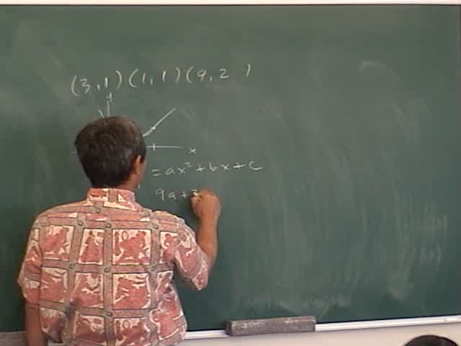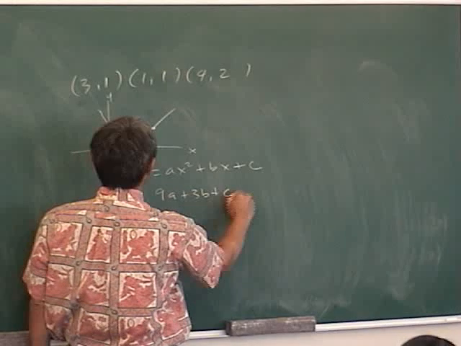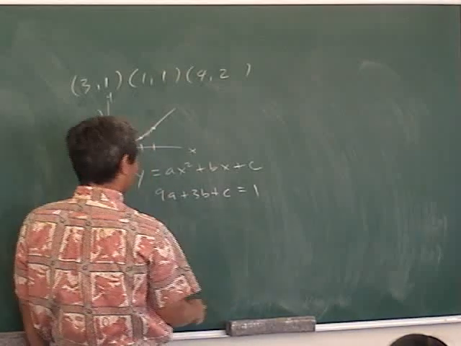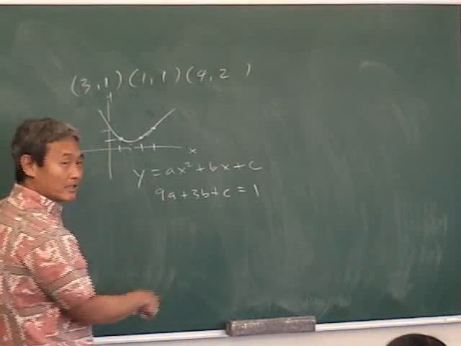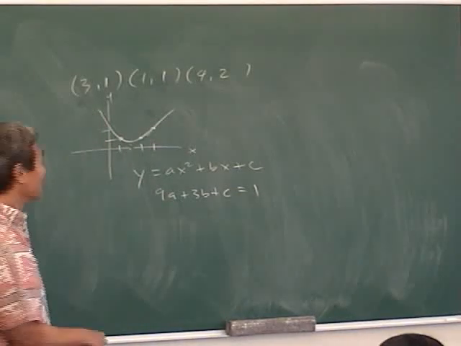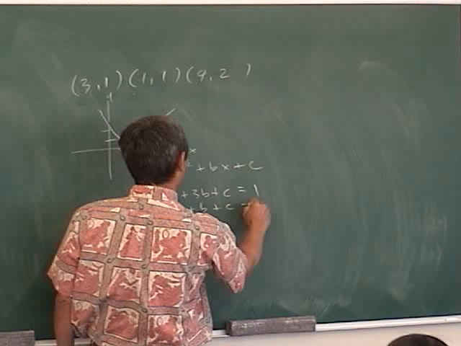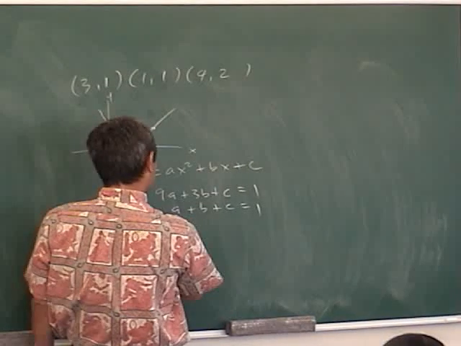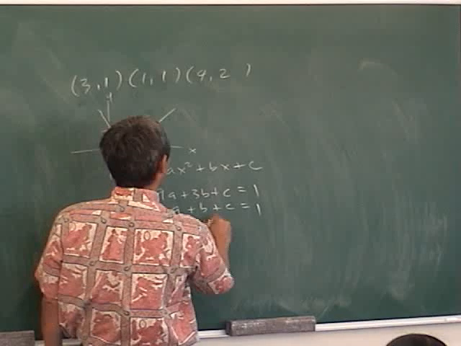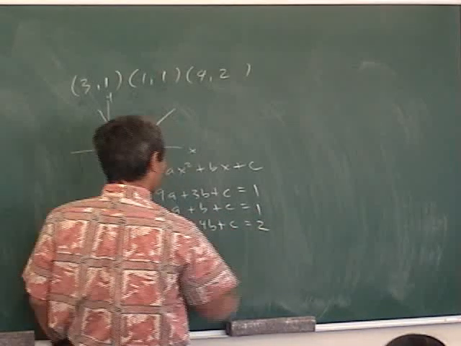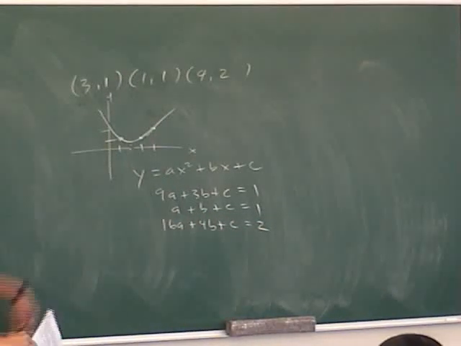9a plus 3b plus c equals 1. I just put the y on that side because you're used to seeing it like that. Okay, plug in this point, 1 for x and 1 for y. A plus b plus c equals 1. And then plug in this point. 16a plus 4b plus c equals 2. And you just have 3 equations, 3 variables, and you solve it.